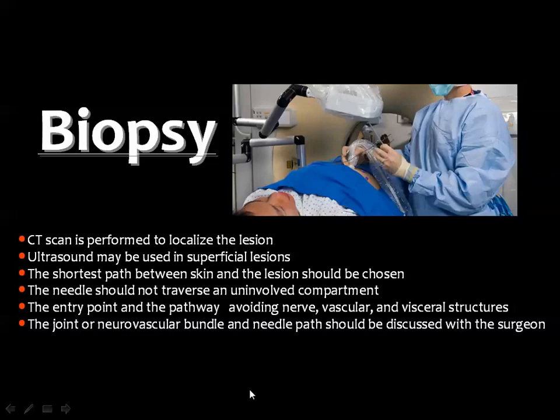Then biopsy is one of the essential tools in the battery of investigations of soft tissue tumors. Ultrasound can be used to guide the needle for superficial lesions, and we should select the shortest path between the skin and the lesion. The needle should not traverse an uninvolved compartment if possible. The entry port and the pathway should avoid nerves, major vessels, and, if you can, the visceral structures.